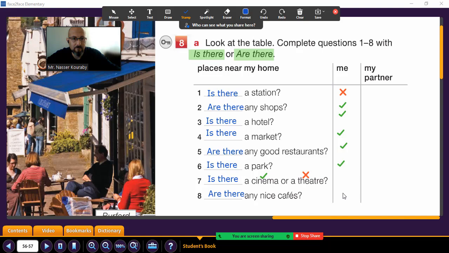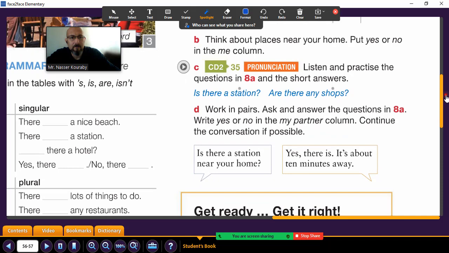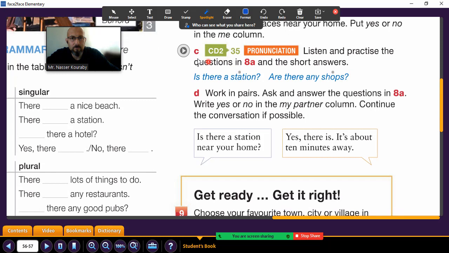Okay. So, you have a partner or you work with your friend, for example, ask your friend, your friend will ask you, then write the answers here. Okay? Here we'll listen. For example, these are the questions because you ask your partner, then you answer. Okay? Is there a station? Are there any shops? The same questions.